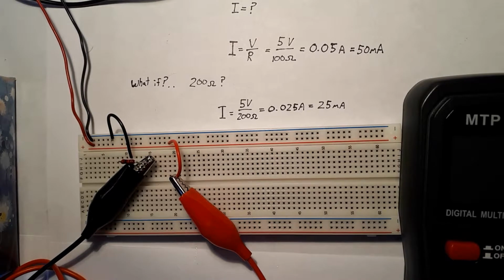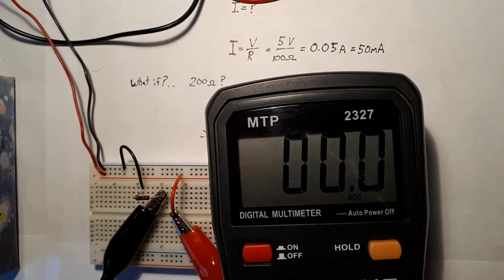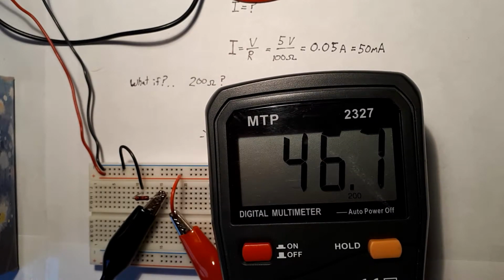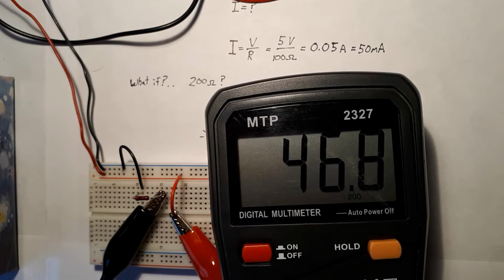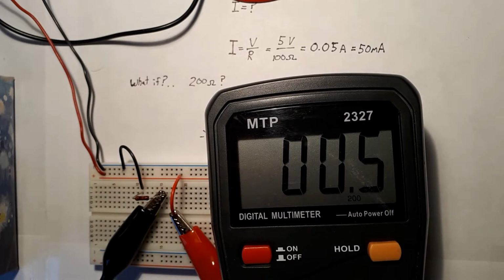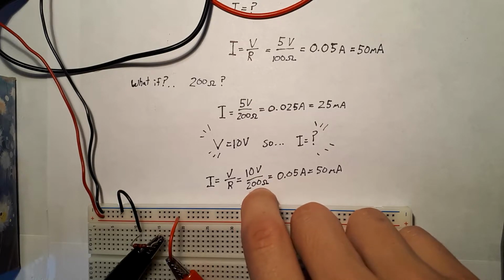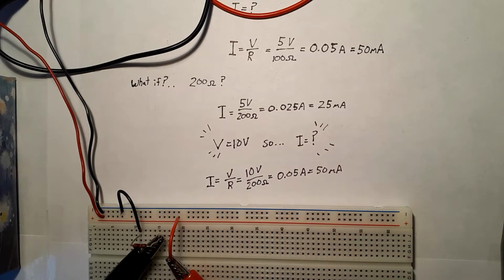Now say we wanted more current to flow through there. How could we do that? Well, of course, we could increase the voltage. Now I've set my power supply for 10 volts. Let's see what we get for current. 46.7, very similar to the 44 we had before. Why is that? It's because now that we've doubled our voltage and our resistance from our initial step, we've got the same current as we originally had.